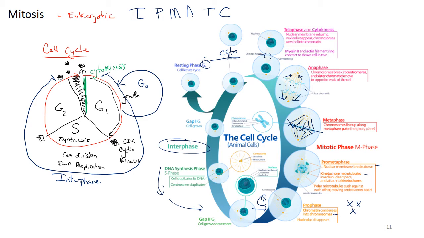See? If you know that goofy, ugly story, you're going to remember the stages because I, P, M, A, T, C. Interphase, prophase, metaphase, anaphase, telophase, cytokinesis. That's the order in which it occurs.